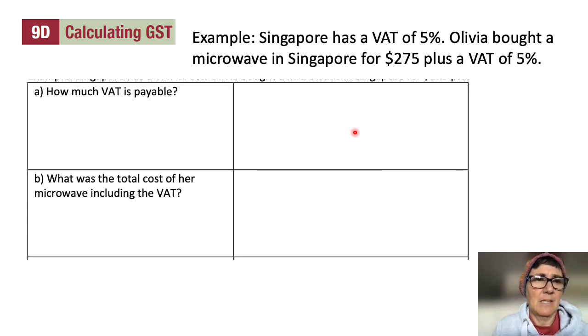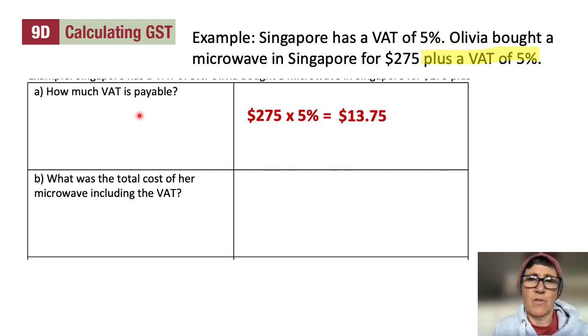Very similar. All right, let's work on this question. Singapore has a VAT of 5%. Olivia bought a microwave in Singapore for $275 plus a value-added tax of 5%. So it's really important. It says plus a value-added tax. So she pays that plus that. So how much VAT is payable? 5% of $275, $13.75. What was the total cost of her microwave? How much did Olivia actually have to pay?